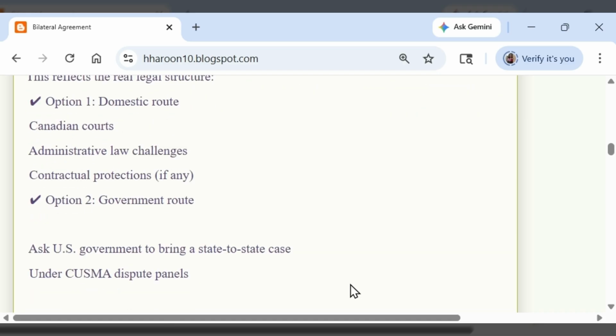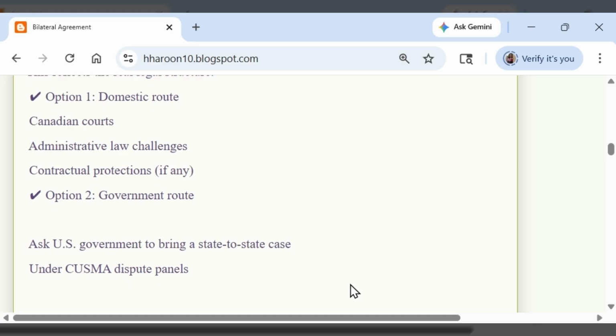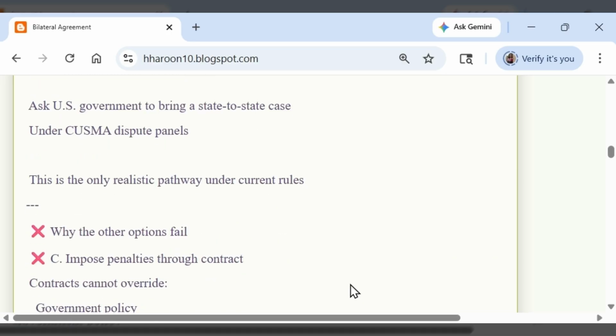Domestic route: Canadian courts, administrative law challenges, contractual protections, if any. Option 2, government route: ask the US government to bring a state-to-state case under CUSMA dispute panels. This is the only realistic pathway under current rules.